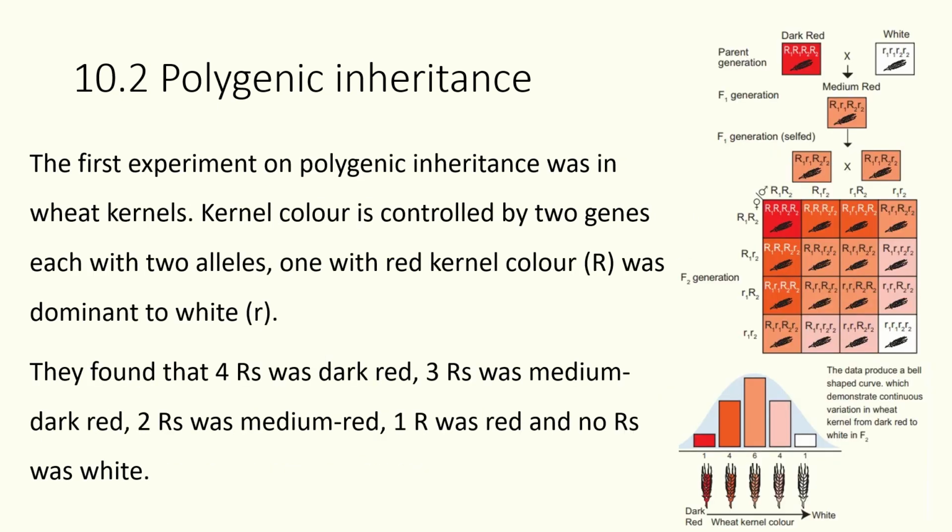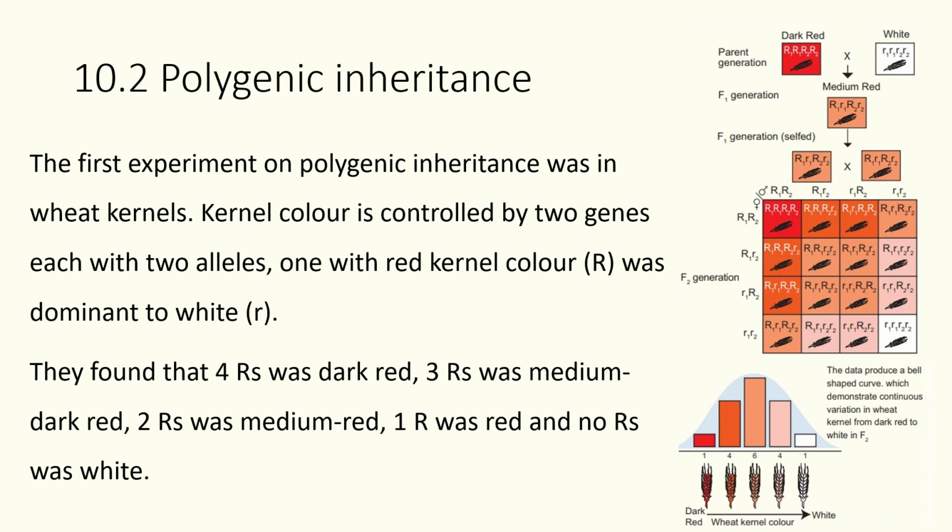Best and easiest example for you to access in terms of polygenic inheritance was the first one, where it was noted in wheat kernels. So kernel color is controlled by 2 genes. Okay, polygenic or digenic here, just 2 genes. Each of those has 2 alleles, one for red color, which was dominant, and then one for white, which was recessive. Okay, so it was found that if you ended up with 4 big R's, 4 red dominant alleles, then that wheat would be dark red.